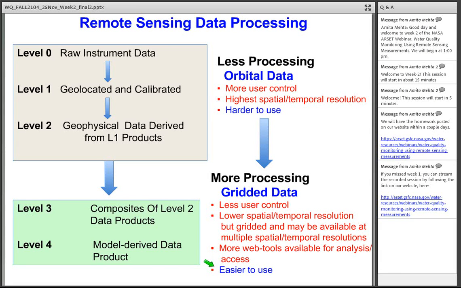And they are easier to use because there are quite a few web tools developed. They're easy to access as they are uniformly gridded. And there are analysis and visualization tools also available for several level 3 products. Level 4 data can be model derived data in which satellite data may have been used. So these are the data product levels. And what we're going to talk about is level 3 data. Although we will see some level 1 and 2 and how to access those, mostly we are going to focus on level 3 data as there are web tools available to access these data.